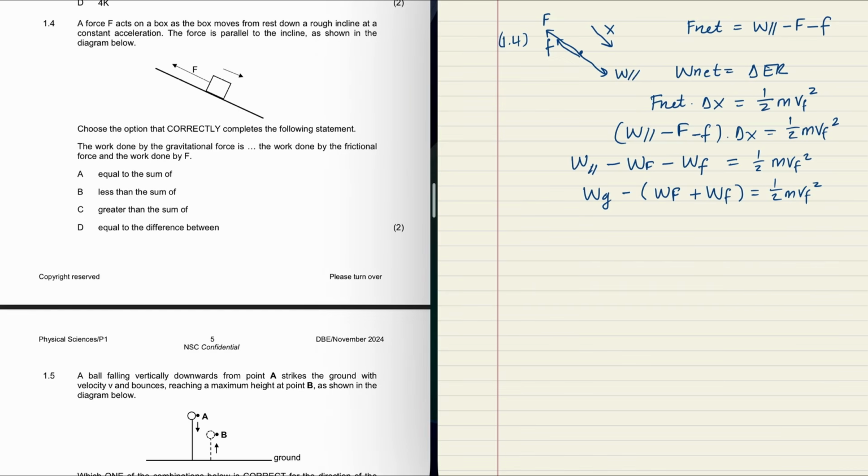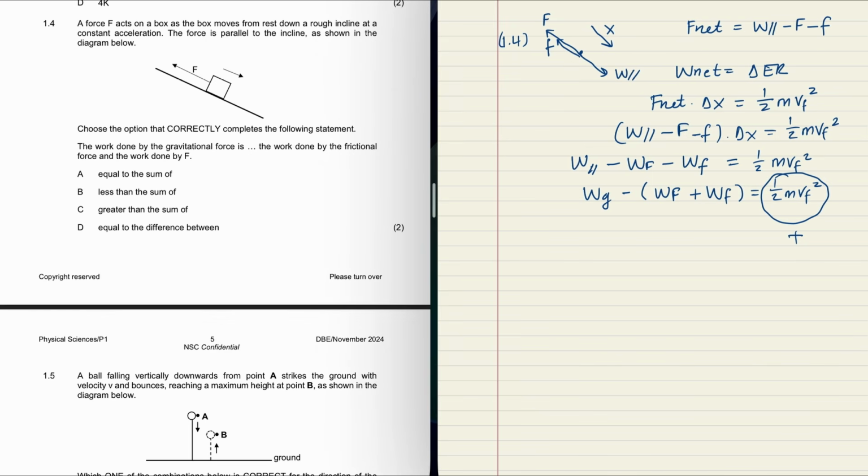Now because it is moving down the slope, its final velocity is going to end up being positive. Well, it's going to be positive anyway, and that means that this side of our equation is going to be positive, because you're squaring it and you're multiplying by half the mass. So that's going to be positive.